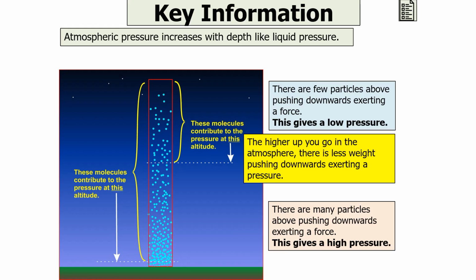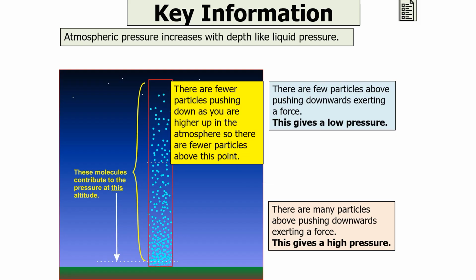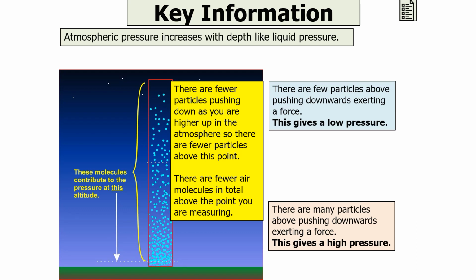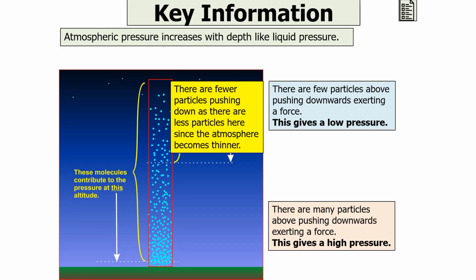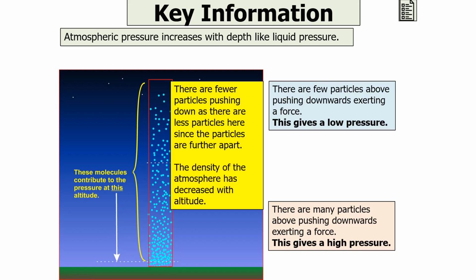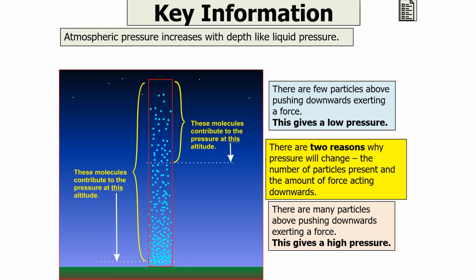But there's also a second reason why this takes place. There are fewer particles pushing down as you are higher up in the atmosphere, and at this point there are fewer particles in the atmosphere in general. So there are fewer air particles in total above the point you are measuring. That's because the atmosphere has become thinner the further up you go, because the particles are further apart. So we can also say that the density of the atmosphere has decreased with altitude. There are fewer air particles per cubic meter. So remember, there are two reasons why the pressure will change in the atmosphere: the number of particles present and the amount of force acting downwards.